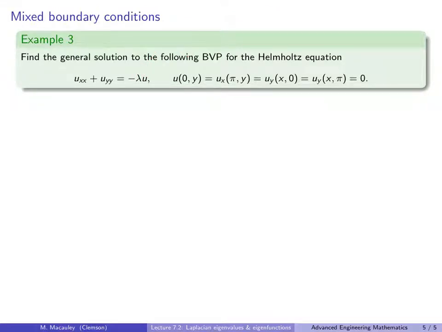In our last example, we're going to find the general solution to a boundary value problem for the Helmholtz equation with mixed boundary conditions. Now that we have 4 boundary conditions, there's a lot of ways to mix them.